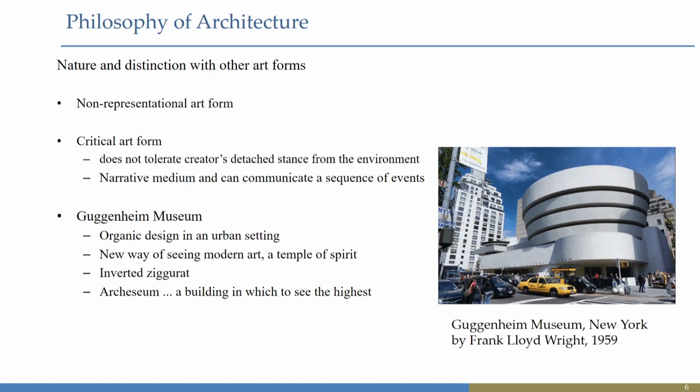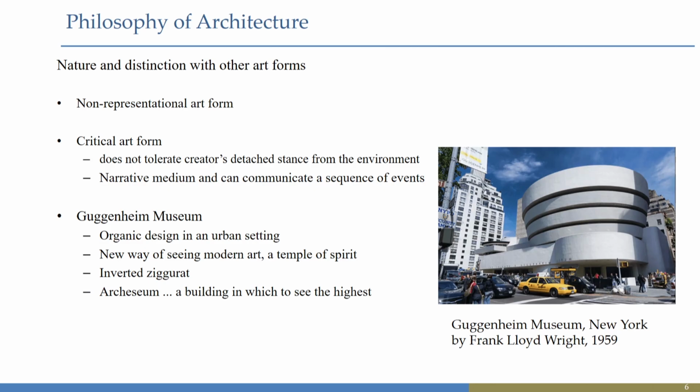So, the architect who is working on a built structure must be working with the intention to generate art. The intention must be that I will generate an artistic object. Now, let us see this Guggenheim Museum. When Frank Lloyd Wright was given this commission that you must create a museum design and so on, you see what he is saying. He is saying that I want to create a building that will be a new way of looking at modern art. It will be a temple of spirit.